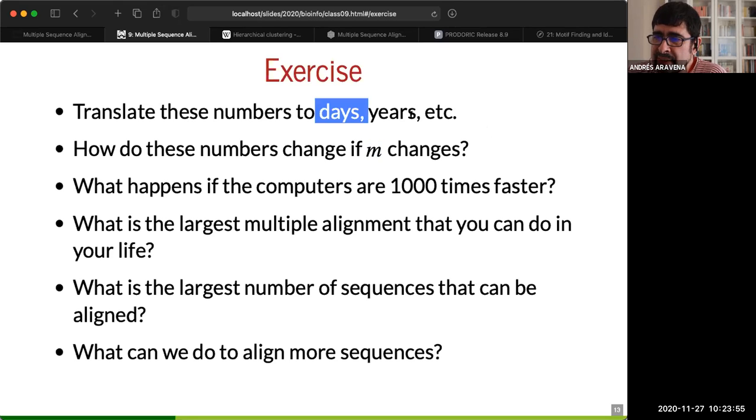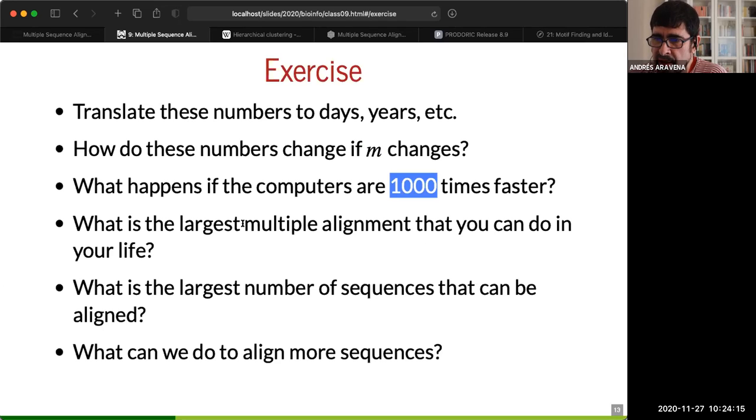Yeah, doing exactly to the number of days and years is complicated, but approximately is easy and is good enough for the purpose that we have. You can try what happens if m is 100. And you see that making computer faster will not change the bottom line.